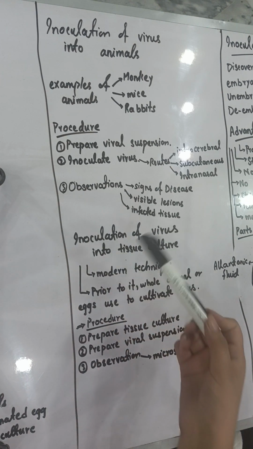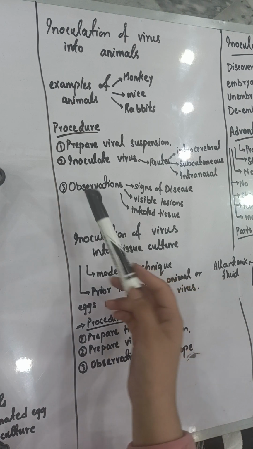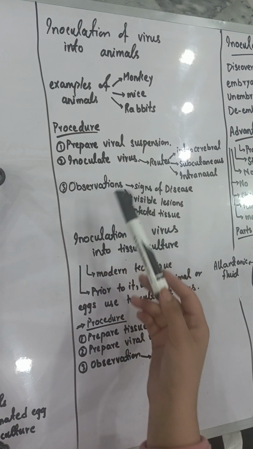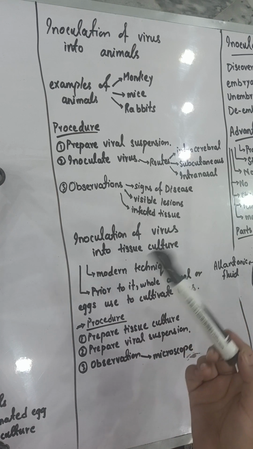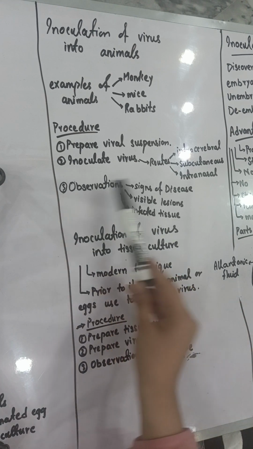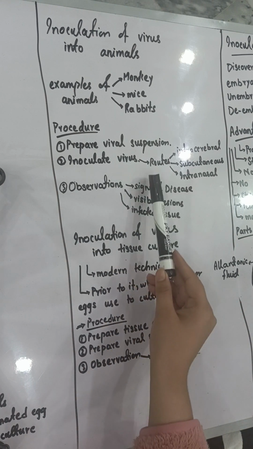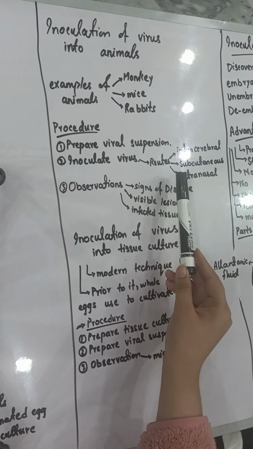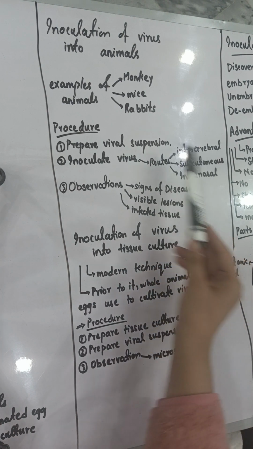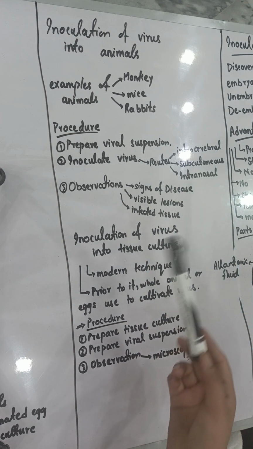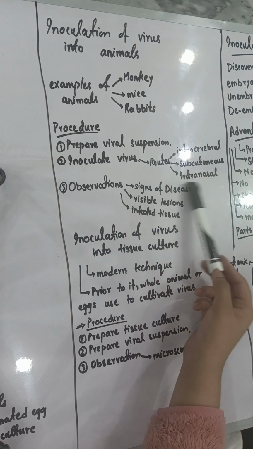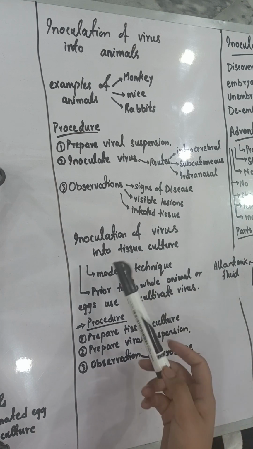Let's discuss the procedure of how you will inoculate it. First of all you have to prepare your virus suspension. You will dissolve your virus in a non-aqueous liquid, and then you will inoculate your viruses. There are some routes: you can inject intracerebrally into the mice, that is, inside the cerebrum of the mice, subcutaneously, and intranasally.